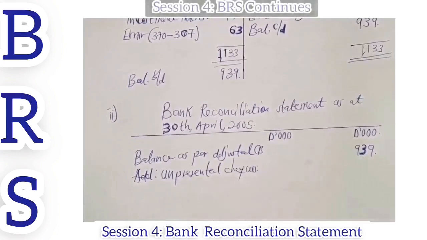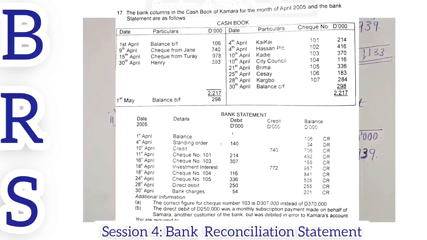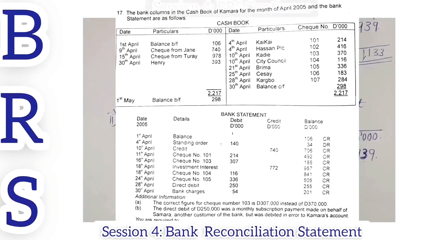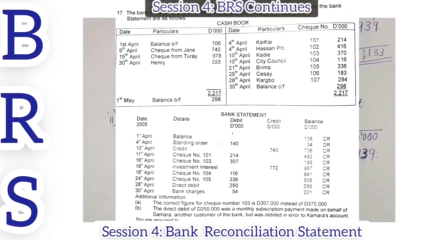So let's look at the unpresented checks in the question. Back to the question. Before you can identify the unpresented checks, we said in our previous lesson that unpresented checks are checks found at the credit side of the Cashbook but cannot be found at the debit side of the bank statement. So that's what you're going to look out for: the credit side of the Cashbook and the debit side of the bank statement.